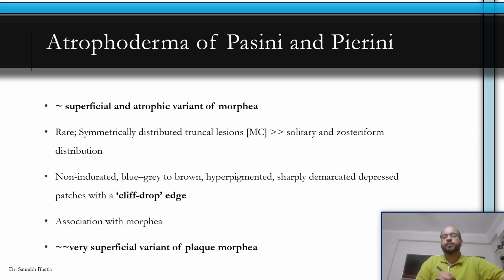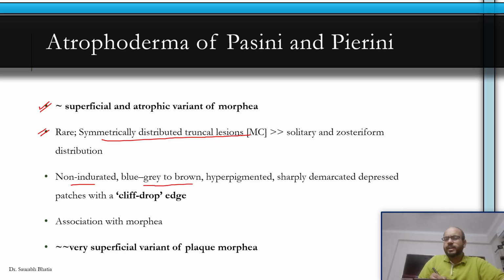The next variant is Atrophoderma of Pasini and Pierini. It's a good idea to remember Atrophoderma of Pasini and Pierini as a somewhat superficial and atrophic variant of morphea. So here, the deformity or the depression is more superficial. You don't see the deeper involvement or the pandermal involvement that you see in morphea. It's also a rare variant, symmetrically distributed over the trunk as the most common site of involvement, and the lesions are mostly non-indurated. That is why it is more atrophic. So it's a superficial, atrophic variant of morphea involving the upper tissues.